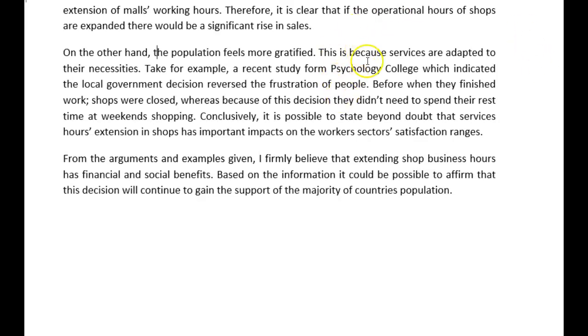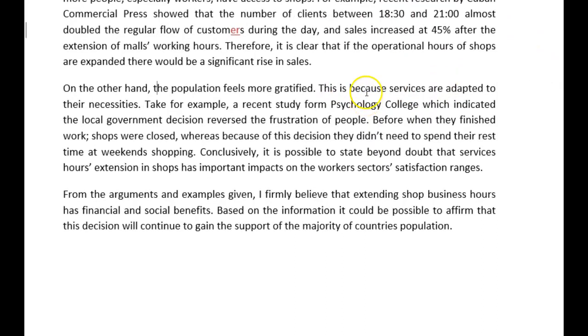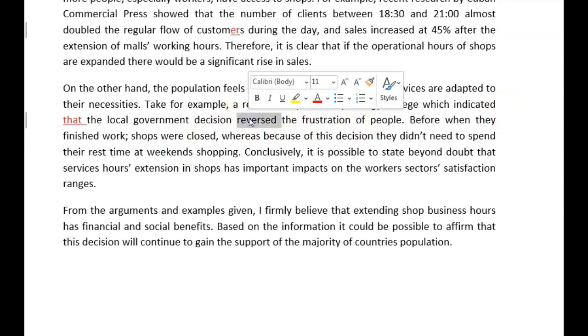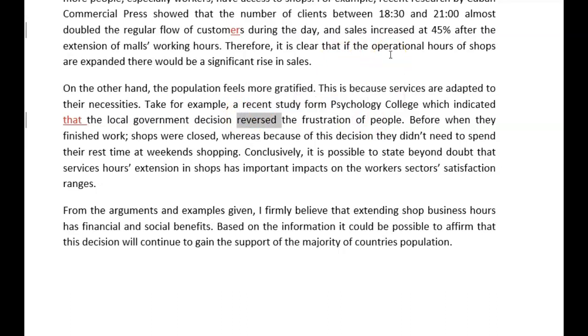Take, for example, a recent study from Psychology College, from, let's say, Cuban Psychology College, or let's say Havana Psychology College, which indicated that the local government decision reversed the frustration of people. If you say reversed, it means it turned it back. You can say mitigated the frustration of people. The frustration of what? The frustration of people.